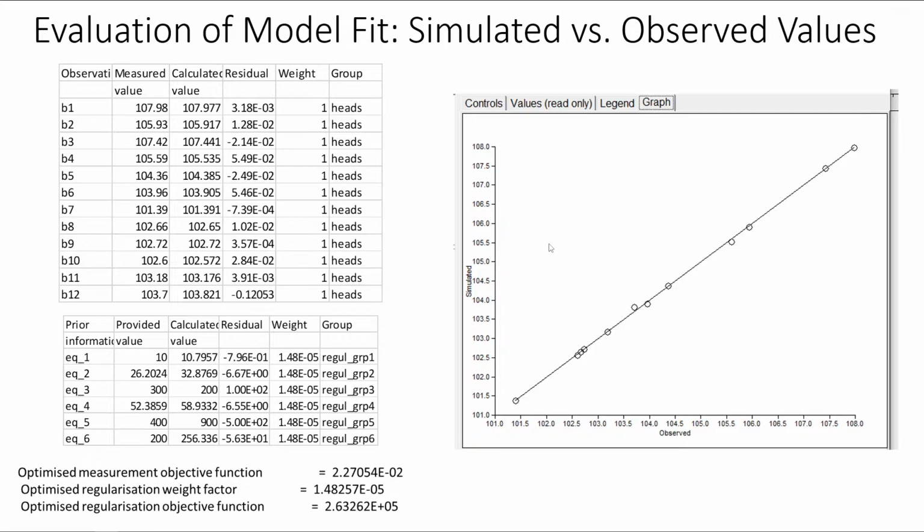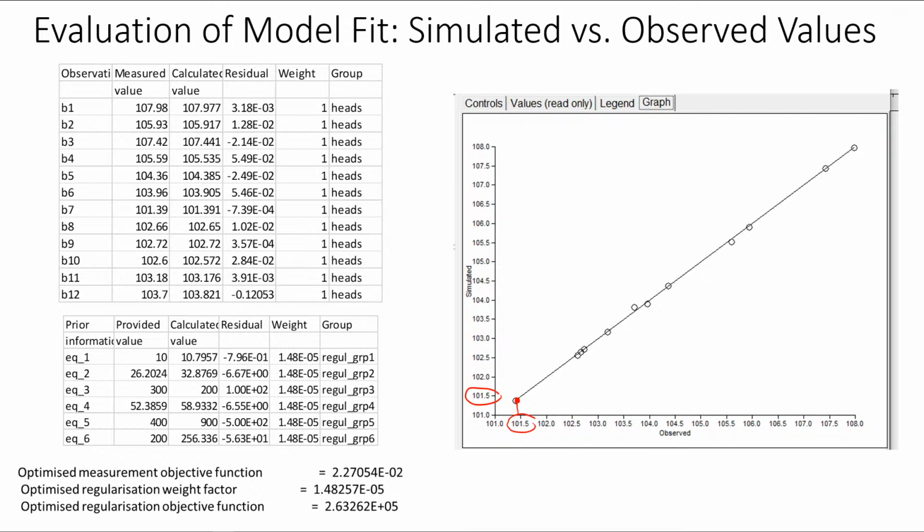Another plot we do is called the 1-1 plot. What we do here is that this is what we observed in the field. So let's say I observed this one, and then I plot the corresponding simulated value. And you see that what I'm observing in the field and what I'm simulating are very similar, so they fall on this 1-1 line.